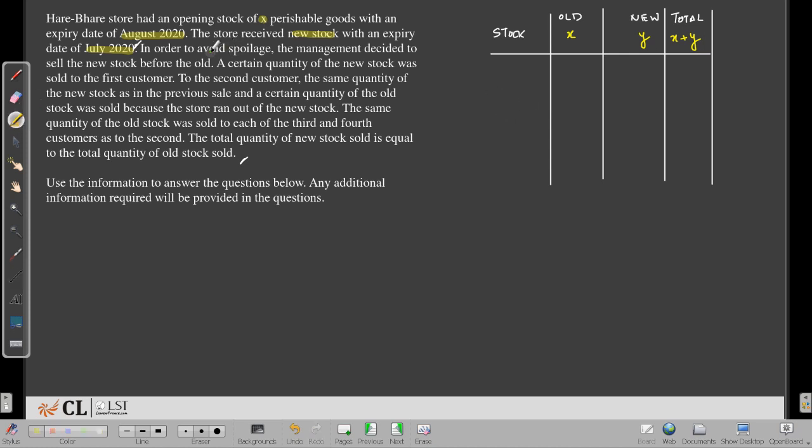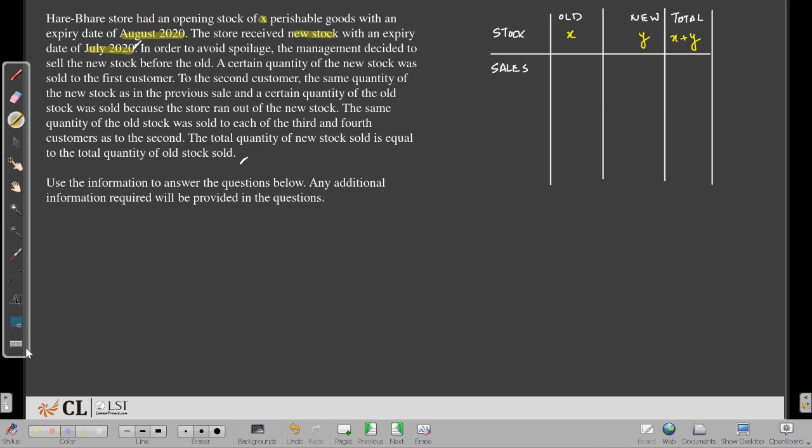Right. In order to avoid spoilage, the management decided to sell the new stock before the old stock. Perfect. That is easy to interpret. First the new stock and then the old stock. Till the time the new stock finishes, then the management sells the old stock. Which means the next piece of information is about the sales. We have to capture that information here.